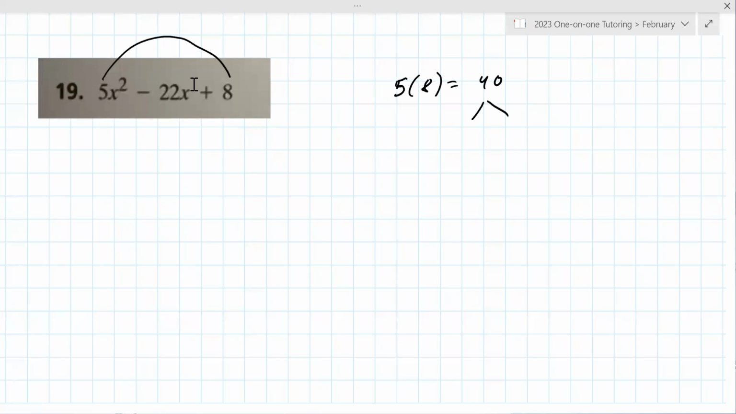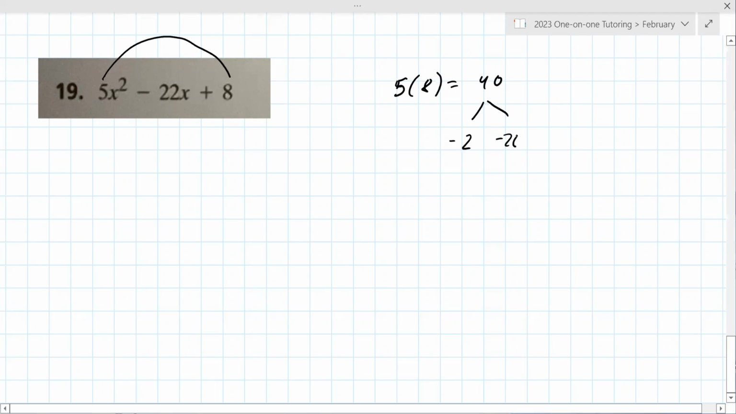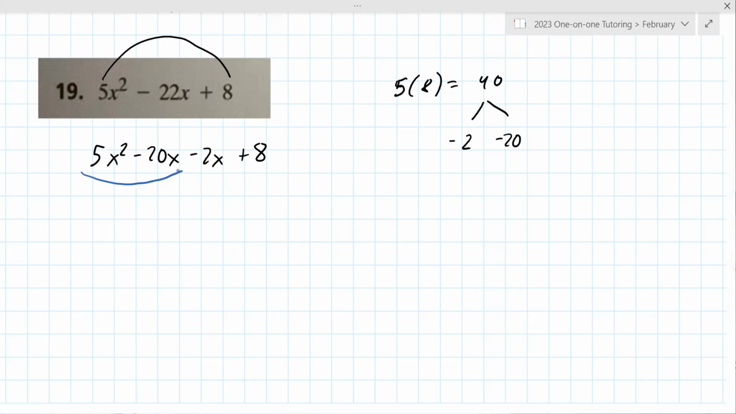Negative 20 and negative 2. Yes. Okay, so we'll go 5x squared minus 20x minus 2x plus 8. What is the GCF between the 5x squared and the 20x? 5, and is there anything else? 5x. Yeah.